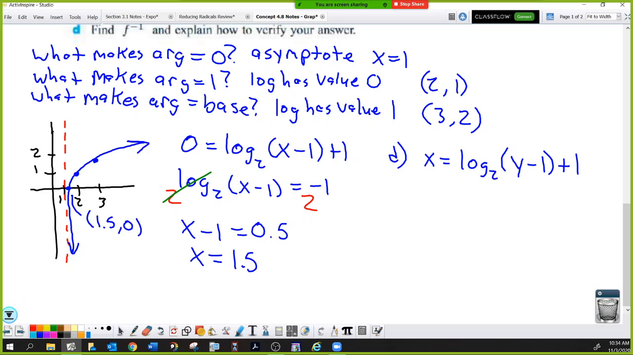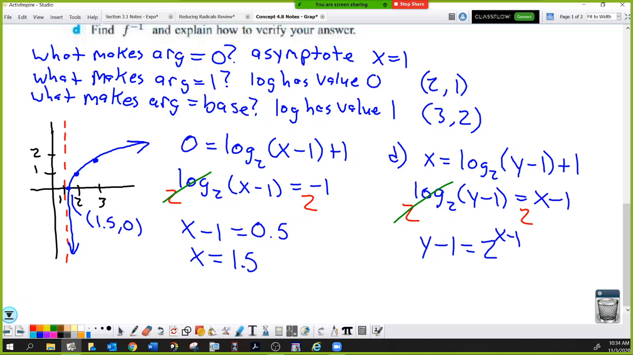And now we just have to get y by itself. So you subtract 1 from both sides. Log base 2 of y minus 1 equals x minus 1. Cancel the log base 2 with an exponential base 2. Oh, fun. Y minus 1 equals 2 to the x minus 1. And then you just add 1 to both sides. So our inverse, and actually I'm not going to write y, I'm going to write f inverse.